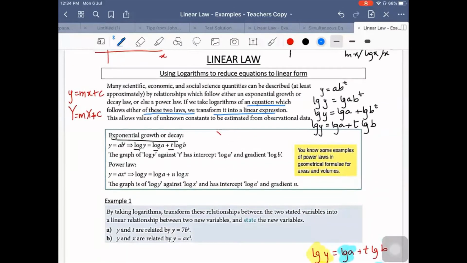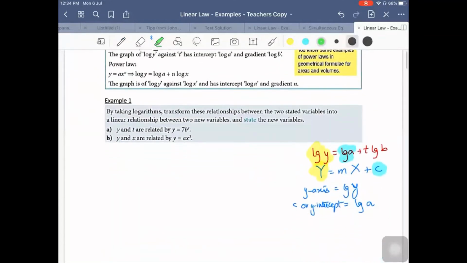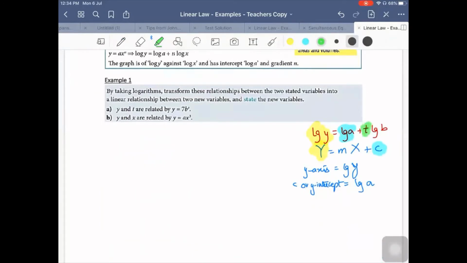One variable was, if I were to just point that out to you, एक वेरिएबल y था और एक वेरिएबल t था, सही है? So my x-axis is basically still the same, okay? And x-axis की जगह मैं लिख दूंगा t, and gradient की जगह मैं लिख दूंगा lg b. Now I understand that some of you might be lost at this point.